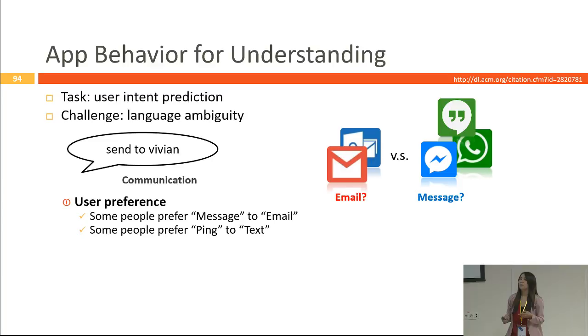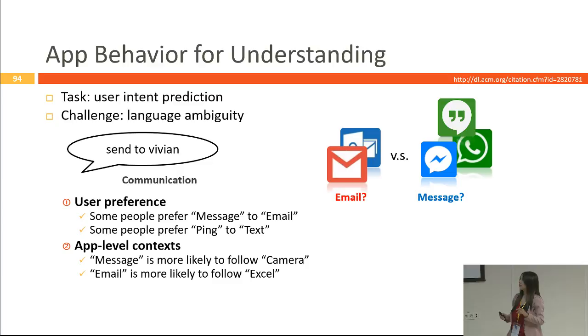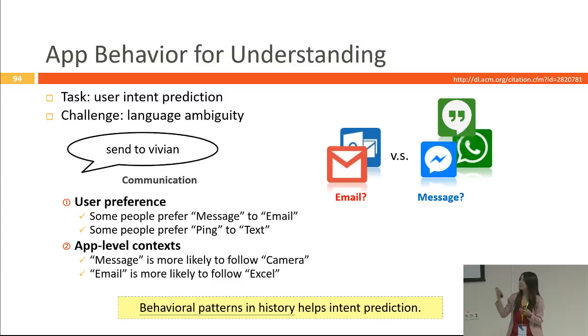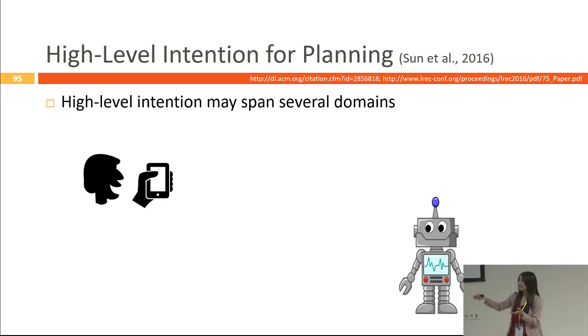For example, if you take a picture first, then you say, send to Vivian. Probably you will use a message, and it's more likely to use a message to send a photo. But if you use Excel to create some file, probably you want to send to Vivian using email. So even for the same person, they have different contexts, and you may have different intent. So we want to use the behavior pattern in history to benefit the intent prediction. But it's a very late future we want to do.